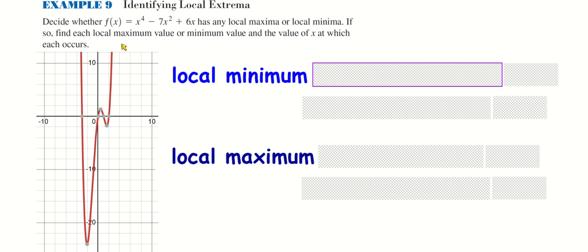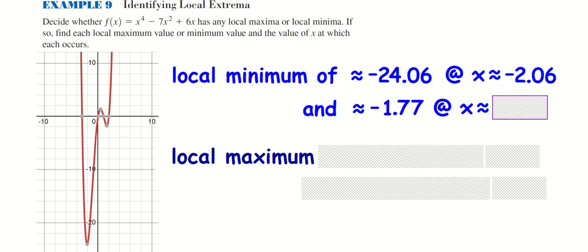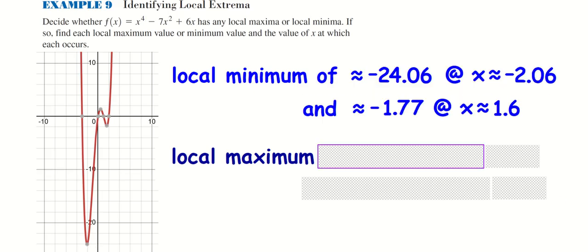So look, do we have any local minimums? Yeah. This is a local minimum. Technically, this is also a local minimum, but wouldn't this also be the absolute min? Because no point on the entire graph is lower than that point. Okay?